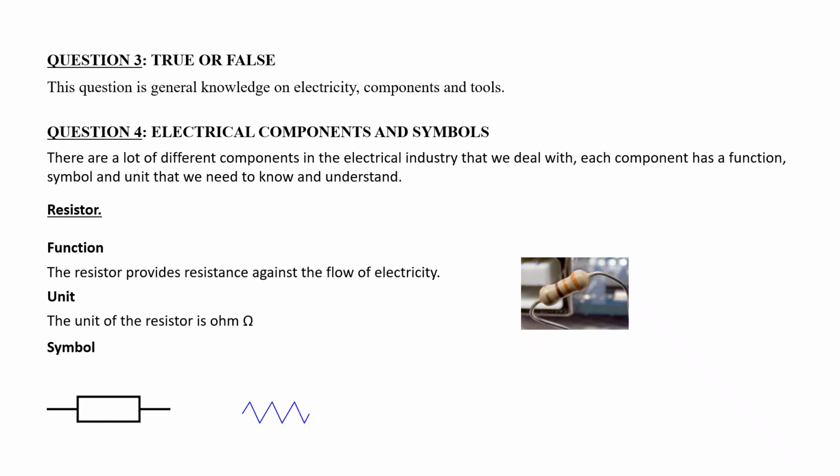Question 4. Electrical components and symbols. There are a lot of different components in the electrical industry that we need to deal with. Each component has a function, symbol, and unit that we need to know and understand. We start with a resistor. The function, the resistor provides resistance against the flow of electricity. The unit of a resistor is ohms, and here is a sketch of the symbol at the bottom.